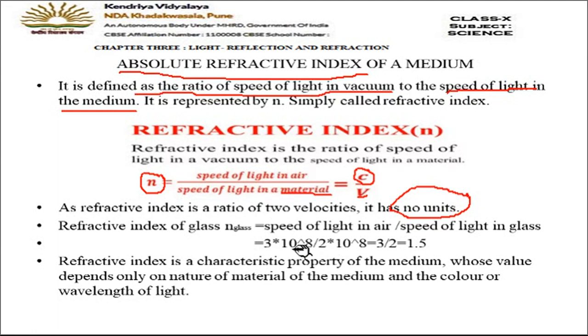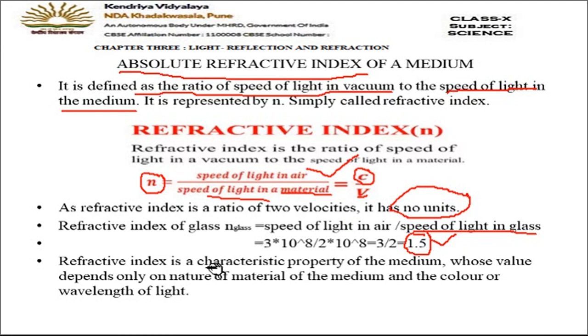So c is speed of light in air, so we'll put 3 into 10 raised to 8 upon, now what is speed of light in glass? It is 2 into 10 raised to 8. So 10 raised to 8, 10 raised to 8 will cancel out and you will get 3 upon 2 here. So 3 upon 2 is equal to 1.5. So this 1.5 is the refractive index of glass. The medium whose refractive index we are finding is always taken as denominator. Keep in mind, and numerator will be always the speed of light in air. Okay, by dividing it you'll get a value which is equal to the refractive index of that medium.